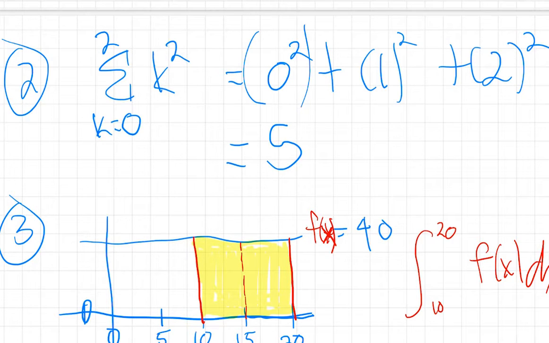Okay, I'm adding on a 1 squared. I change k from 0 to 1. It goes up by 1 each time. Then the last k value is 2. I add a 2 squared. That gives you a total of 5.